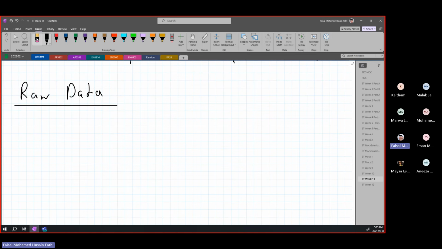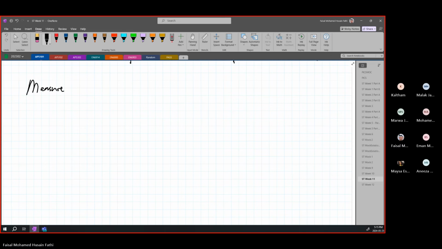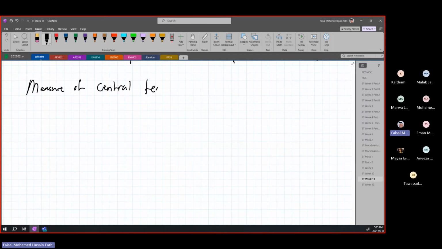So before even starting with raw data specifically, let us talk about the central tendencies, what is meant by that. We have three main measures of central tendency, meaning how close to the middle value it is in general.